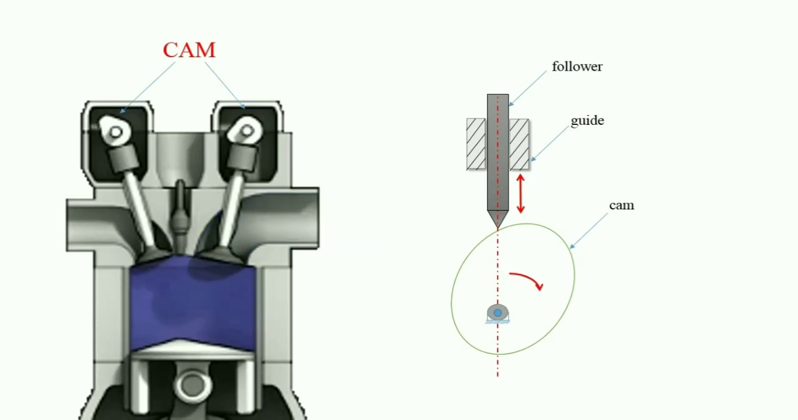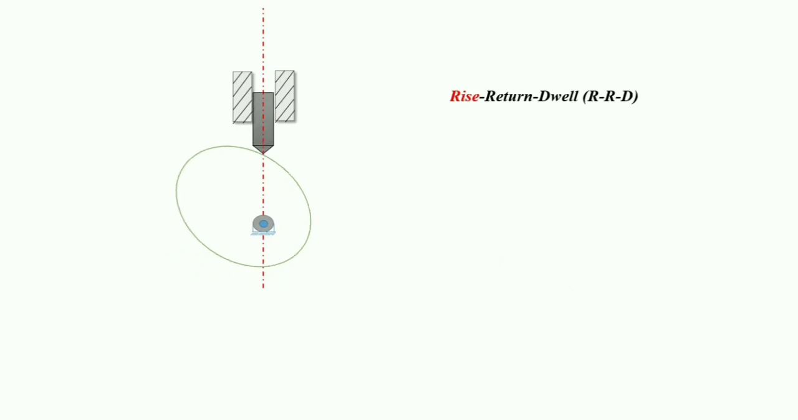So there are many examples also, and you can see here the follower is rise. Now second one is return, when the follower is down. And third one, when the follower is stationary, or we can say there is no movement. So again, this is follower rise, return, and dwell.